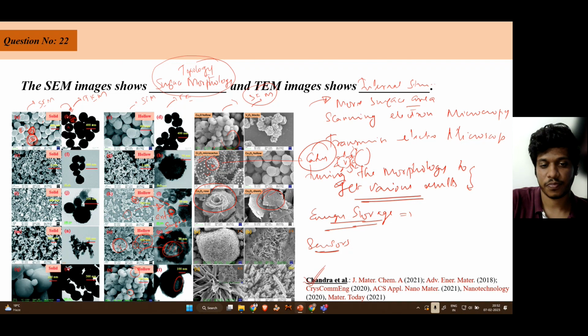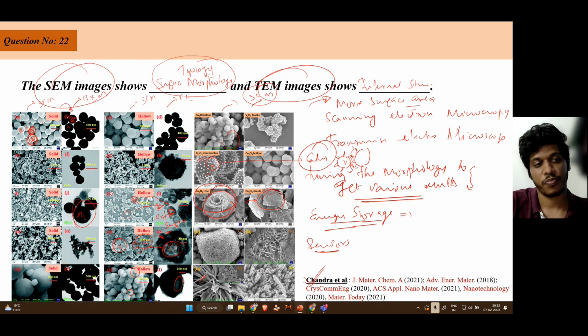And there is another type you can also go for. See, there is a rose-like arrangement, a plate-like arrangement, and a tube-like arrangement. All these surface morphologies can be obtained from SEM images. And to understand the internal arrangement of the atoms, we go for TEM images.